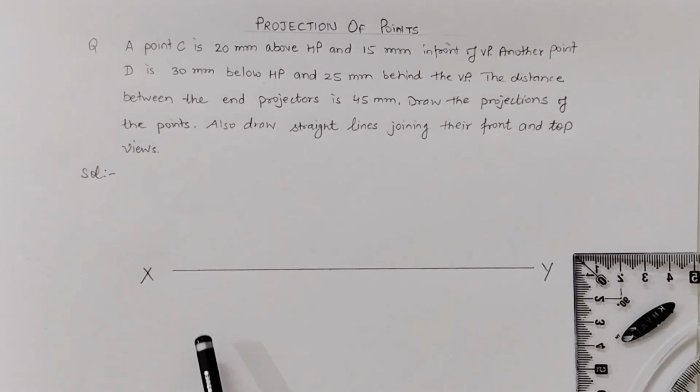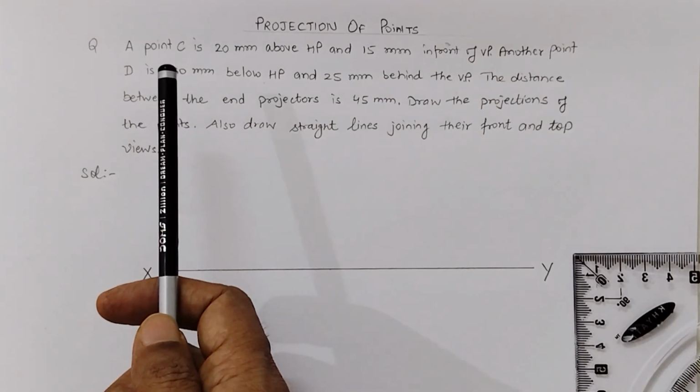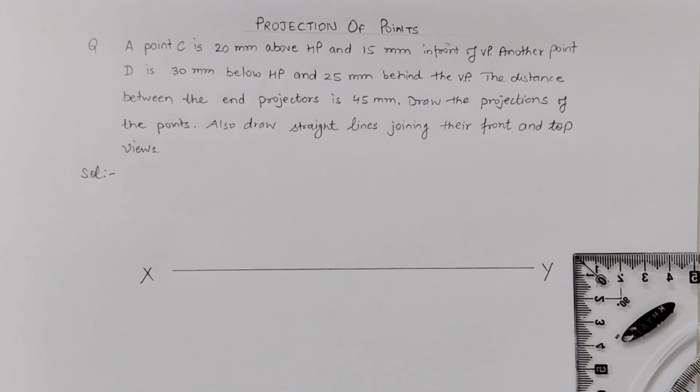So first of all, we have drawn the x-axis, that's XY, that differentiates the vertical plane and horizontal plane. So let us start with the point C. As given, point C is above HP and in front of VP. So from this statement, it is clear that the point lies in the first quadrant. If the point lies in the first quadrant, when we are going to draw projection, we have to draw the front view above the XY line.